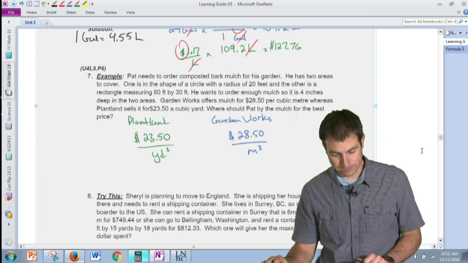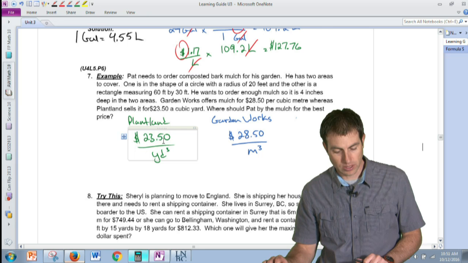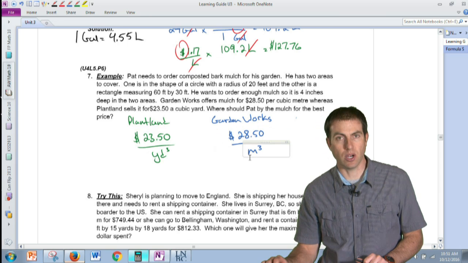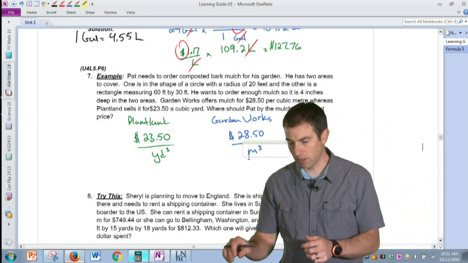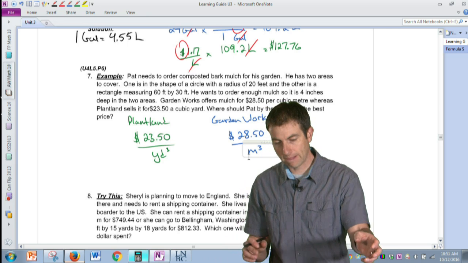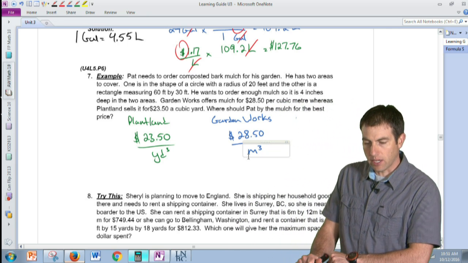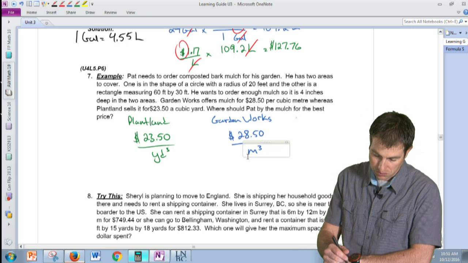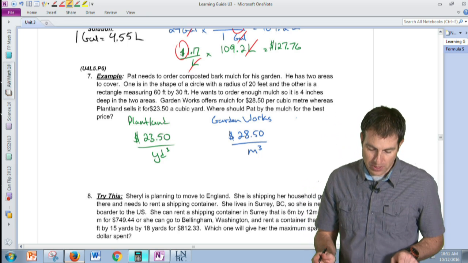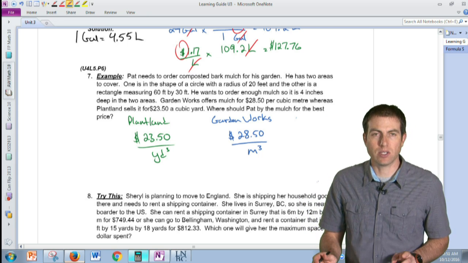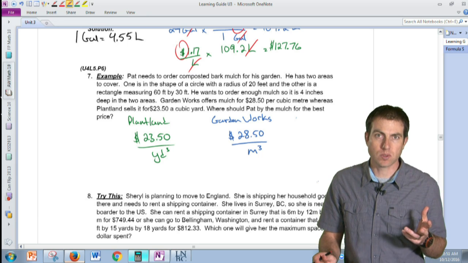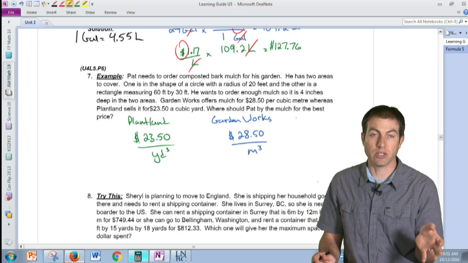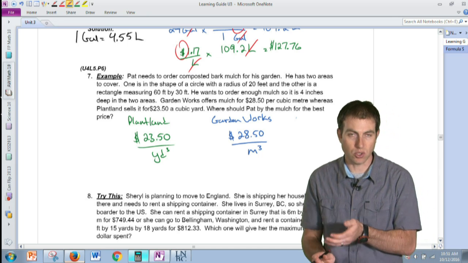So we can do either way. We can convert this into dollars per meter cubed, or we can convert the second one into dollars per yard cubed. It doesn't matter. I forget which one I did. What did I decide? I converted $28.50 per meter cubed into yards cubed. So maybe we'll just do that. So this is one of these really, really tricky calculations where we're converting volumes. And we can't just use a conversion factor because it's not meters to yards, it's meters cubed to yards cubed.